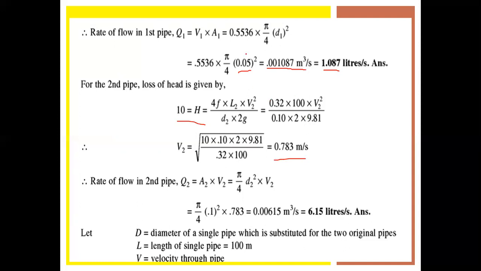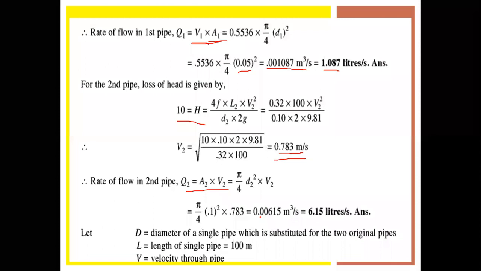Then the rate of flow in the second pipe, Q2, is equal to A2 into V2. What is A2? Pi by 4 D2 square into the V2 value. So pi by 4 into 0.1 square into the V2 value we have already got, 0.783, that is equal to 6 liters per second, right?